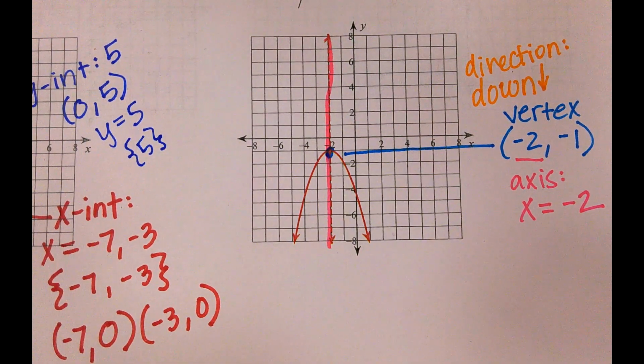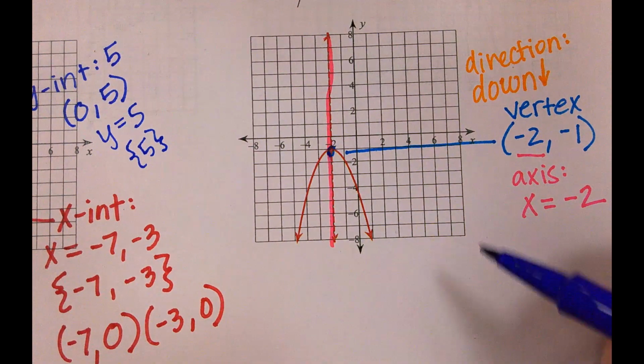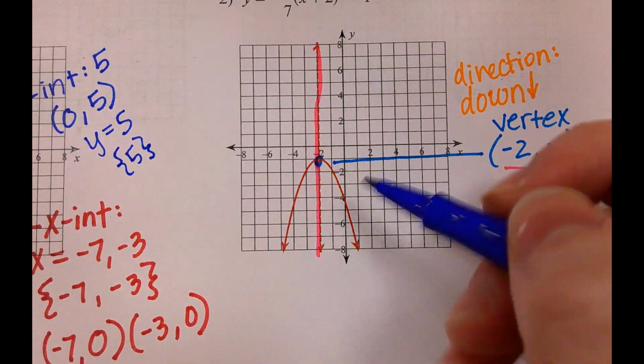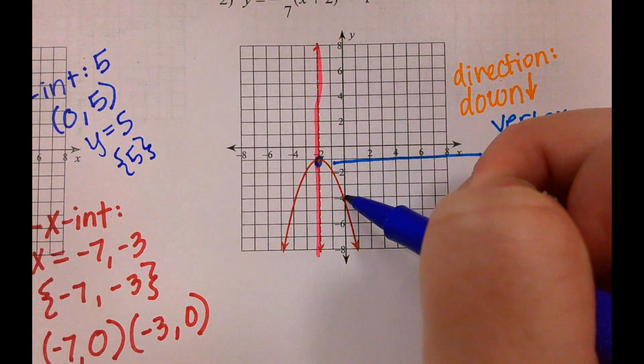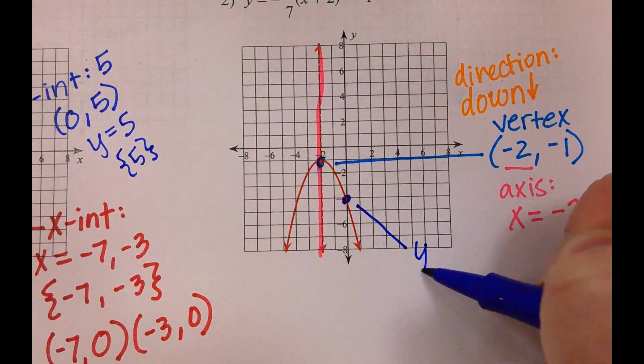Down. And now let's look at our intercept. Where is the y-intercept? I have -4. Good. That's exactly right. -4 is our y-intercept.